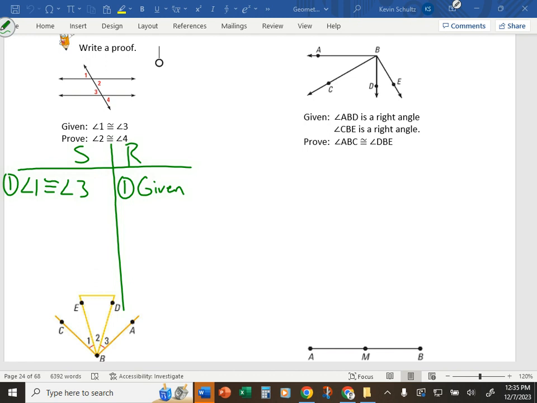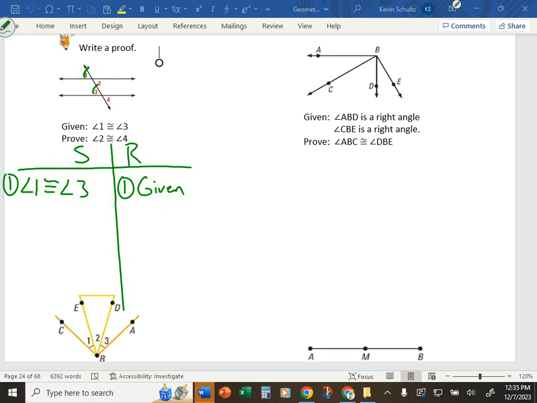It may be helpful if you want to mark in the diagram here that angle 1 is congruent to angle 3, go for it. If that helps you visualize it, mark this however you want to. Now, we look for what can we conclude? What statement can you make?